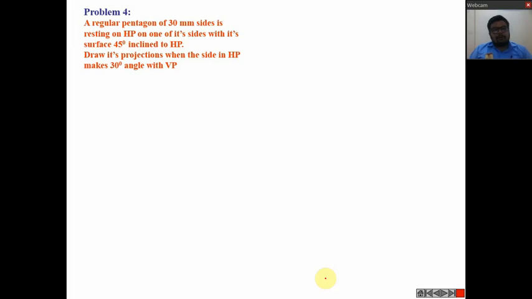Let us go through the fourth one, that is a regular pentagon of 30 mm sides is resting on HP. It means it is clear that it is resting on HP, so the original view is visible from top side, means top view, and in the front view you will get a straight line. On one of its sides with its surface 45-degree inclined to HP, angle with HP is given. Draw its projections when the side in HP makes 30-degree angle with VP. So angle with VP is also given.